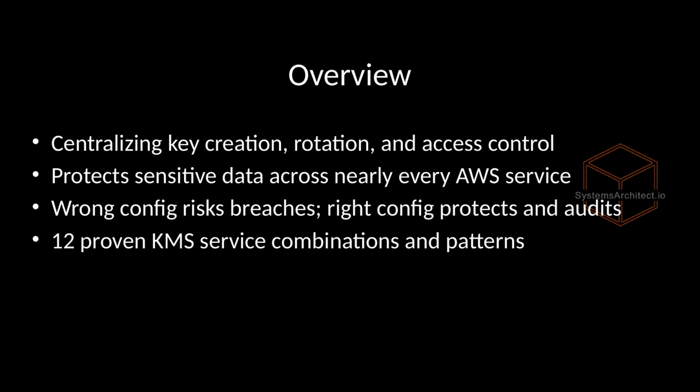When the surrounding architecture is solid, sensitive data stays protected even if a downstream system is compromised, with every key usage leaving a verifiable trail. When it isn't, a loose key policy or a missing audit trail is enough to turn a routine breach into a regulatory incident. In this video, we walk through 12 microstacks for AWS KMS.